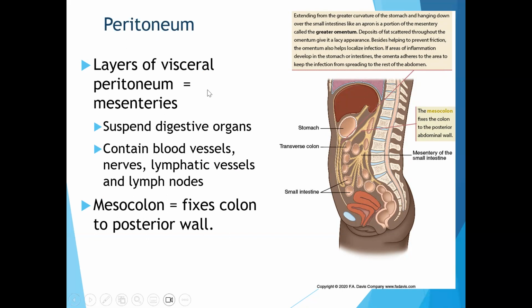There's a lot of fat that's scattered throughout our omentum. The book says it gives it a lacy appearance, but it also helps because, like I said, it provides cushioning. It helps prevent friction, and it also helps localize infection. As we said, there's kind of sections of mesentery in the omentum. So say we have an area of inflammation in the stomach. The omentum is going to kind of adhere or block that area off so that infection can't spread throughout the entire abdomen.